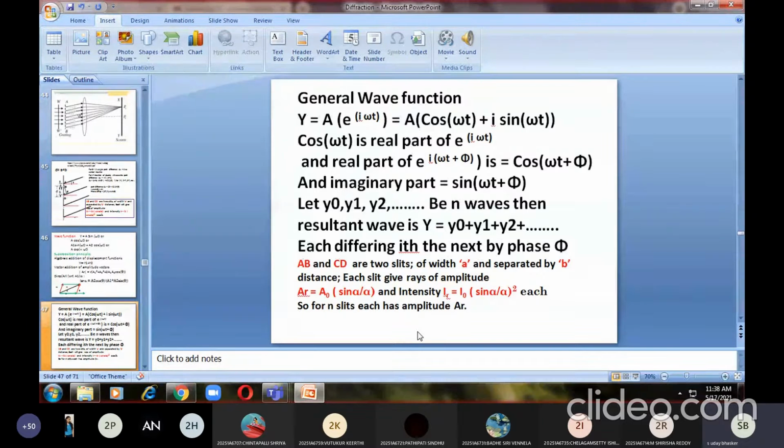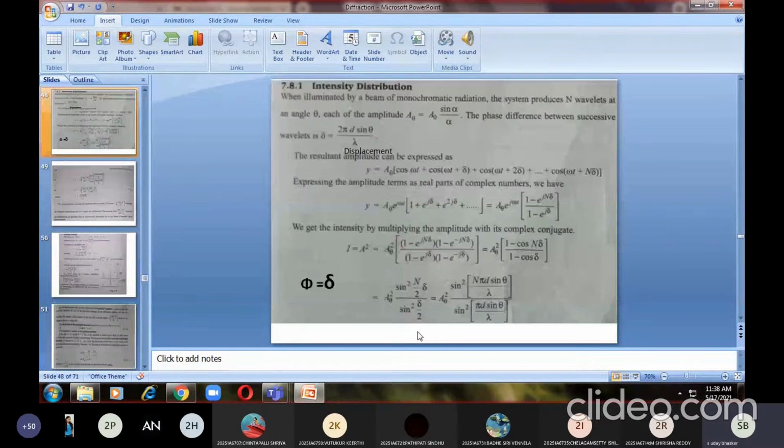When you want the resultant displacement, as we have already studied from the superposition principle, the resultant displacement is the sum of the displacements made by independent waves. So y is equal to the sum of the displacements made by independent waves. What are those displacements? y0, y1, y2 are the displacements made by n waves. So to add them up together, that's what I will do here.